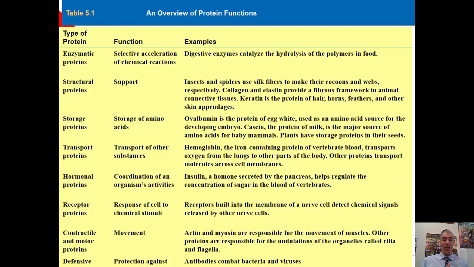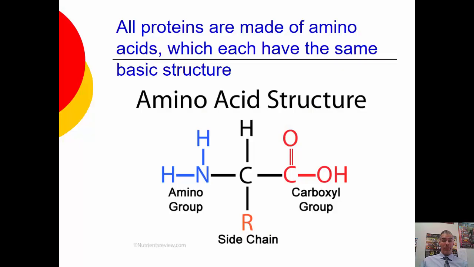Hormones, how cells communicate with each other. Receptors, how cells receive those hormones and transmit that information into the cell. Movement, contractile and motor proteins like cilia and flagella, actin and myosin, super cool proteins that allow cells to move. And also antibodies, which allow us to protect our bodies from infection. So they do all of these different things, and each one of them is very unique due to the structure of it.